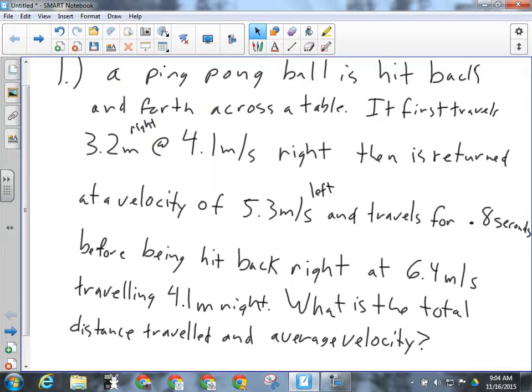All right, so we start out with this ping pong ball. It's going back and forth, okay? We're not looking at whether it's moving up and down or whether it's moving side to side across the table. We're only looking at forward, backward between the two people, okay? So we're not bringing any other movement, just left and right into this. So we're simplifying it quite a bit. All right, so it's hit back and forth across the table, okay?